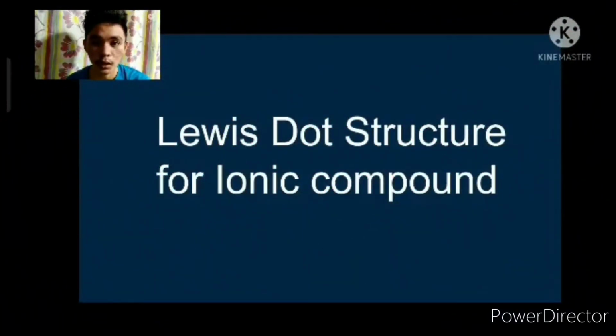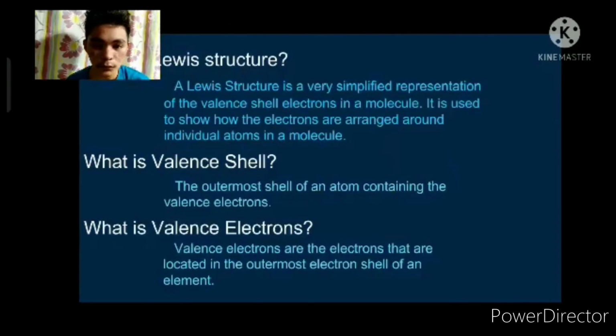Good day everyone. As we begin with our topic, which is the Lewis dot structure, let us define first some words that are related to our topic. What is Lewis structure? The Lewis structure is a very simplified representation of the valence shell electrons in a molecule. It is used to show how the electrons are arranged around individual atoms in a molecule.